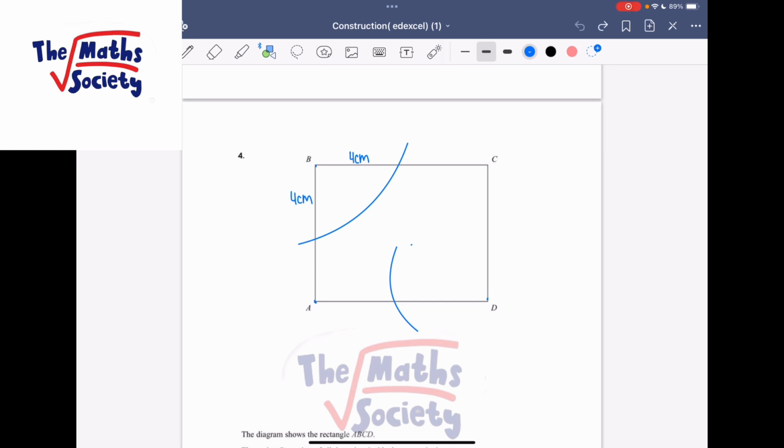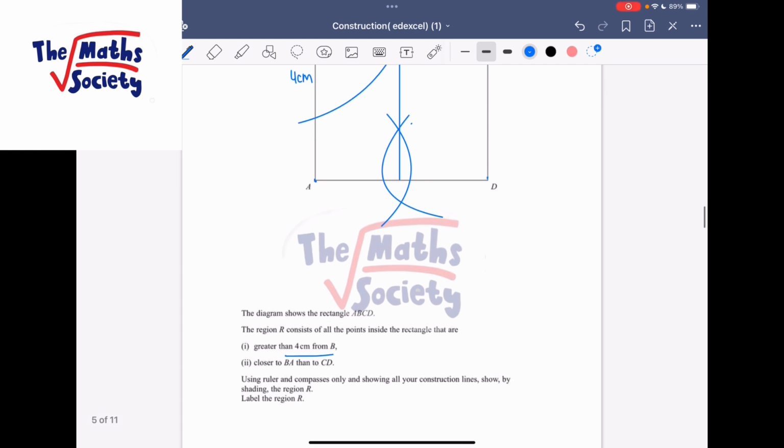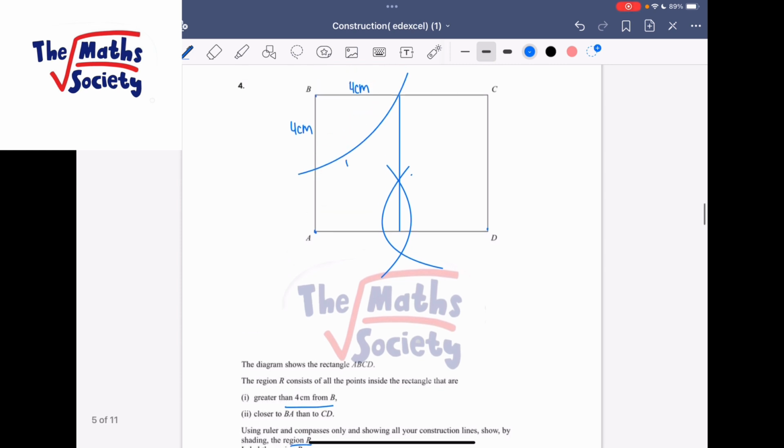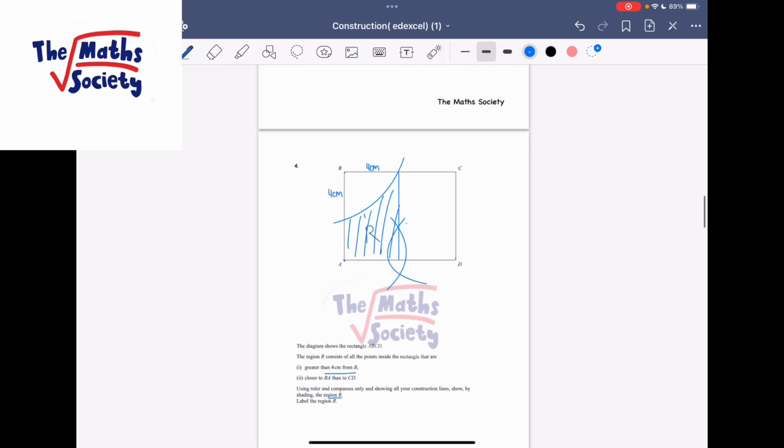This is going to be the perpendicular bisector, which is in the middle of it. Then it says, using ruler and compass, showing all the construction lines, shade the region R. So greater than 4 cm should be this way, closer to BA than to CD should be this one, and that's your region R as well.